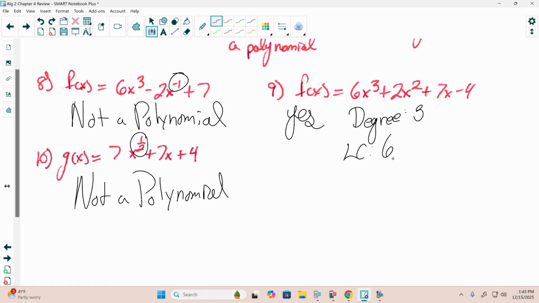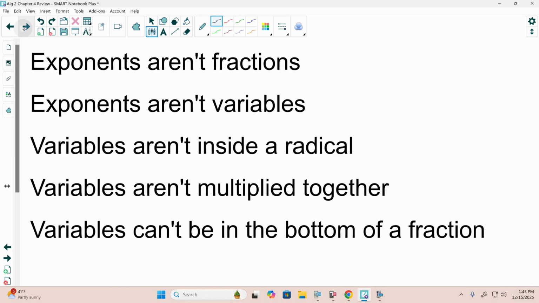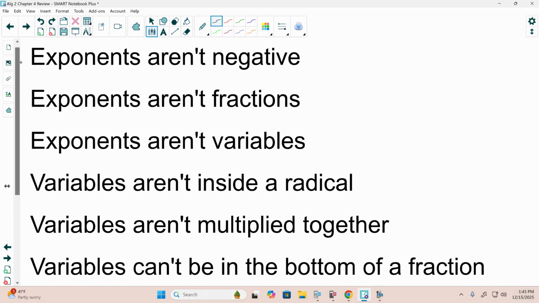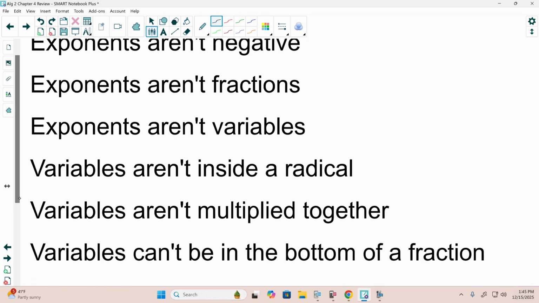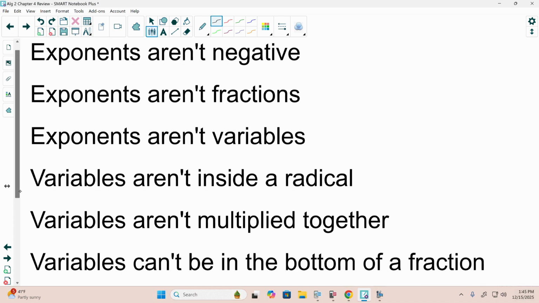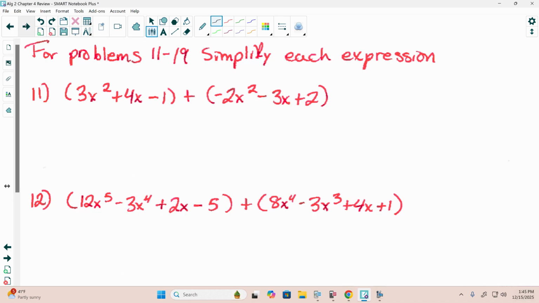Questions on 8, 9, 10? Are you ready for the next ones? I will put this back up, you can come back to it. This is the list of what we're looking for to determine if it is or is not a polynomial. When you come back to it, I can put that back up again later. 11 or 12? Which one do we want to look at? 12.